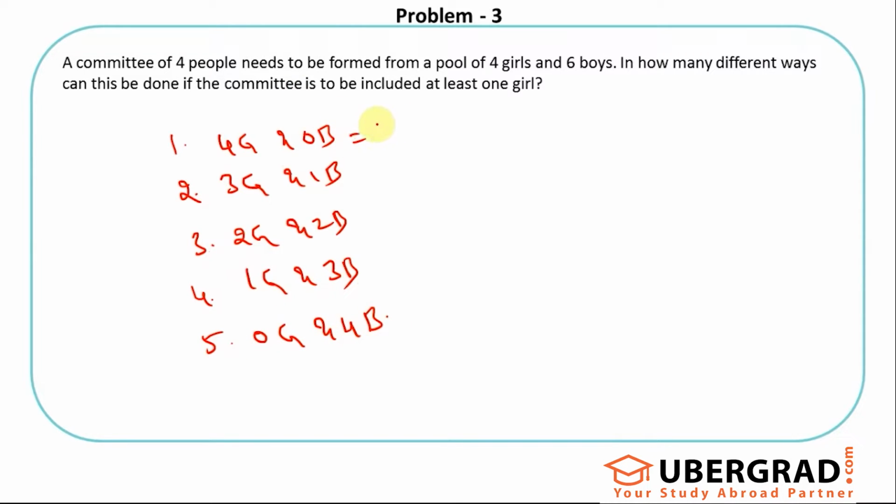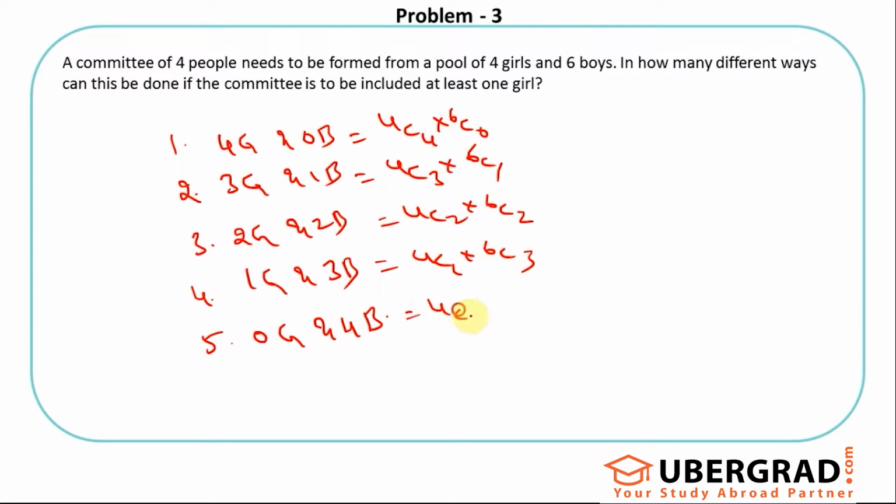Right, this will be from 4 girls I need to select 4, into 6C0. This will be 4C3 into 6C1. This will be 4C2 into 6C2. And this will be 4C1 into 6C3. And this will be 4C0 into 6C4. I know obviously I don't need all of this.